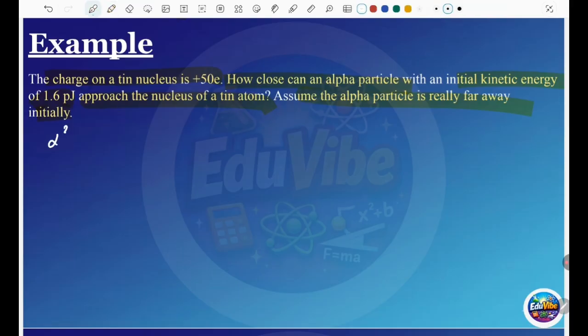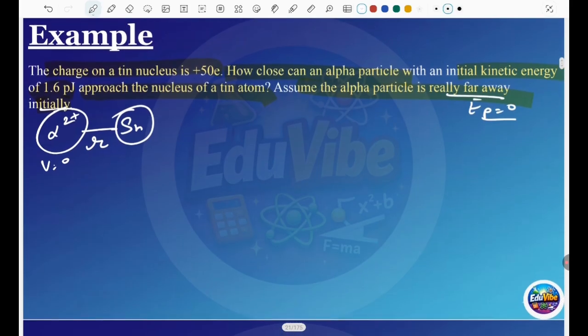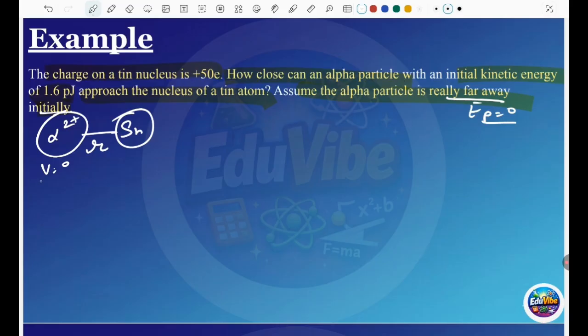So we have the alpha particle and we have a tin nucleus, and that R you have to find, how close they get. Initially they are far away, so initially your V is equal to 0, and EP is equal to 0 in that case too. For this you can use the conservation of energy law: EKA plus EPA is equal to EKB plus EPB.